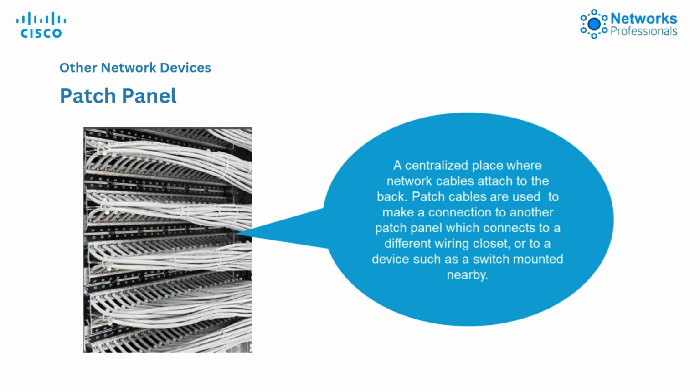Key features. Centralized cable management: patch panels are used to organize network cables, such as Ethernet cables, making it easier to connect, manage, and troubleshoot the network. Connection point: it acts as a connection hub for various cables running throughout the network. It allows network administrators to make connections between cables, switches, routers, and other devices.